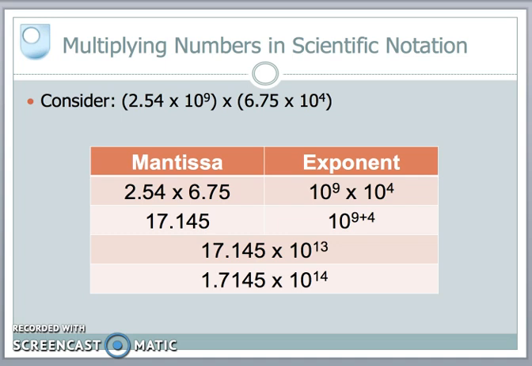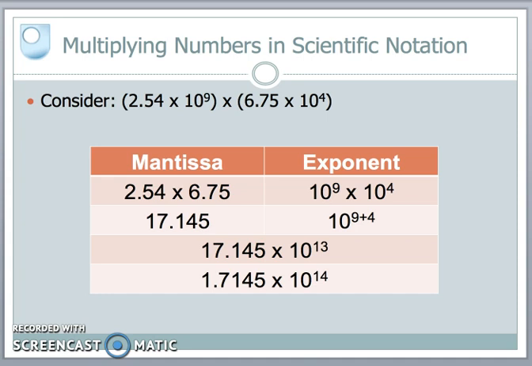And now we can do the arithmetic on the mantissa part, so I can just simply multiply 2.54 by 6.75 and get 17.145. And on the exponent side, I can multiply 10 to the power of 9 by 10 to the power of 4, and here, remember, we just simply add the exponents together, so 9 plus 4 will give me 13. And now I bring the two numbers back together again, so my answer is actually 17.145 times 10 to the power of 13.